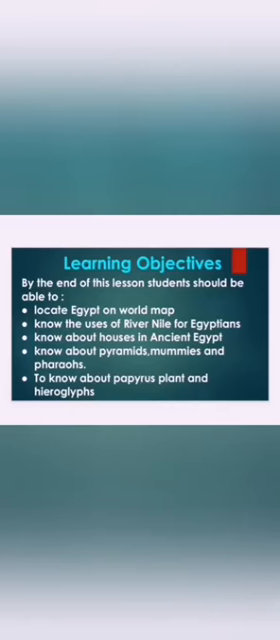The learning objectives of this lesson are, by the end of this lesson, you should be able to locate Egypt on the world map. You should be able to know the uses of River Nile for Egyptians, to know about houses in ancient Egypt, to know about pyramids, mummies and pharaohs, and to know about papyrus plant and hieroglyphs.